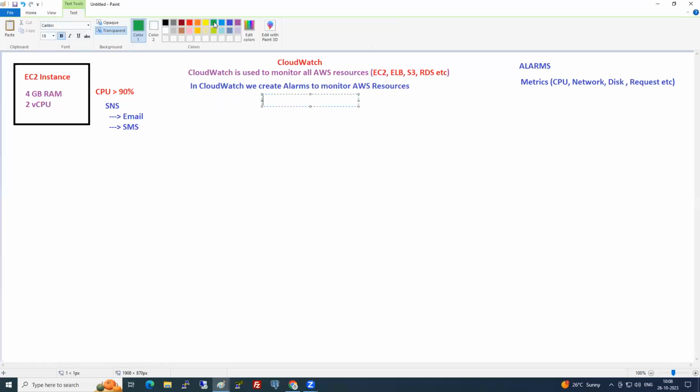Can I say that CloudWatch monitors the performance? If CPU is going up or down, what is it? Nothing but performance only, no? So CloudWatch monitors performance.